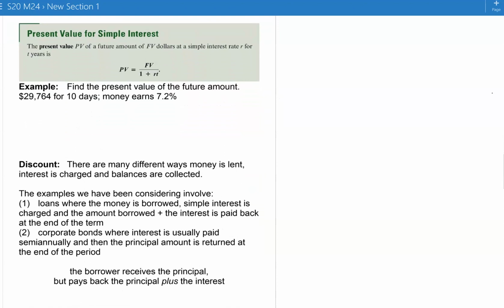It's copied again here just so it's close to the problem we're going to use it for. So I want to find what's the present value I need, say, to invest in a savings account if the future value I want is $29,764, and let's do it for 10 months. Not sure why I put 10 days, but 1 plus, and then your interest rate is 0.072 converted to a decimal. And then for 10 months, you're going to have 10/12ths of a year.